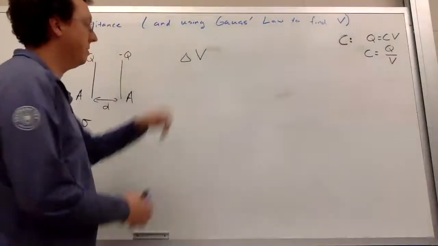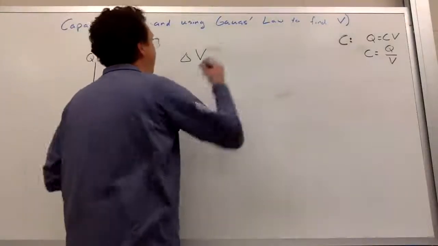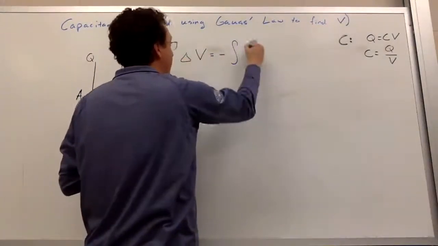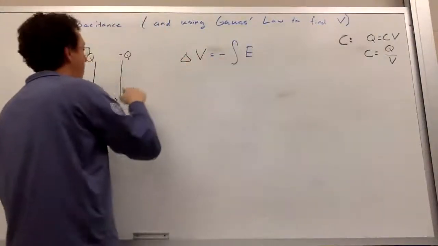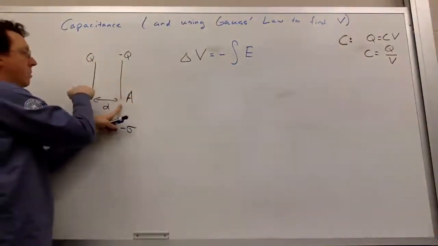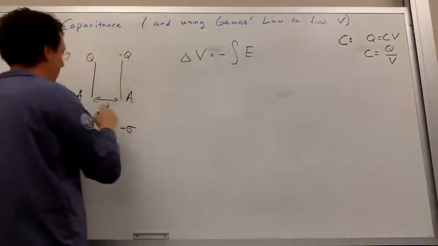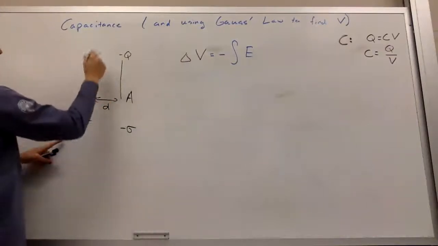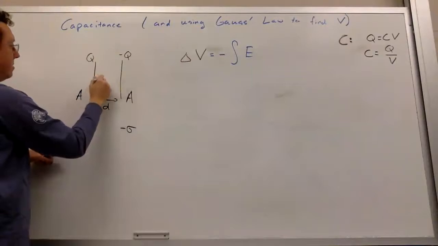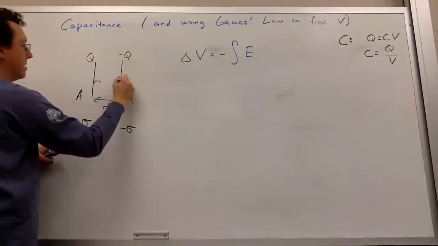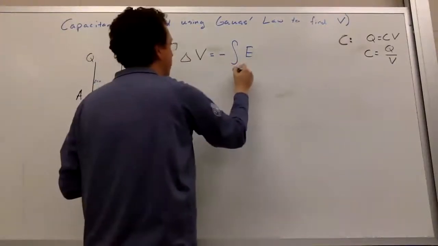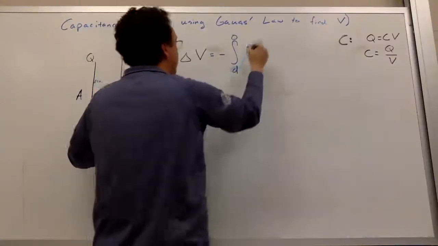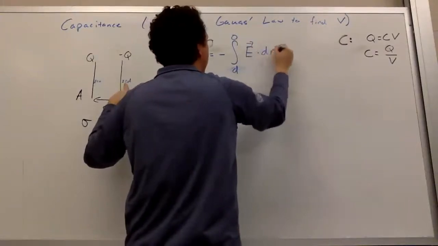Okay. To find delta V, we're going to use the integral formula. So we're going to say that delta V equals minus the integral of the electric field from the lower potential to the upper potential. Let's say this is x equals 0, just so we can choose coordinates here, and we'll say then that this is x equals d. So we're going to integrate from d to 0 of the electric field dot dr.